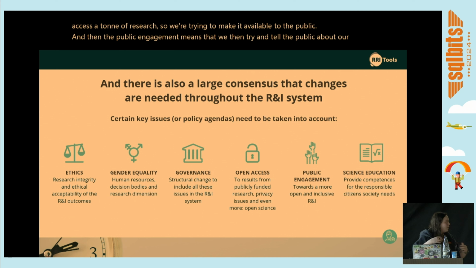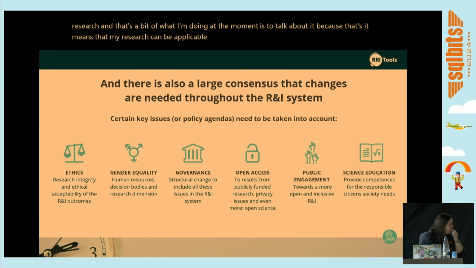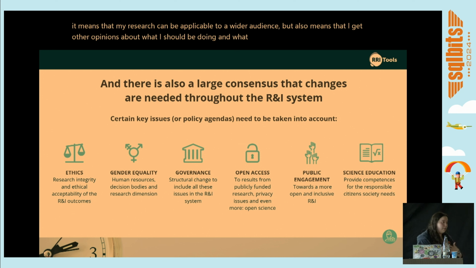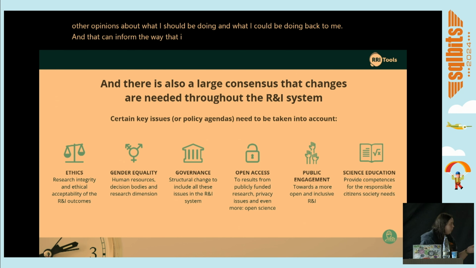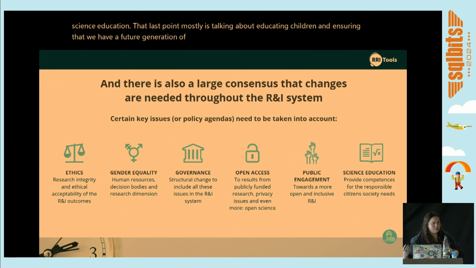And that's a bit of what I'm doing at the moment, is to talk about it, because it means that my research can be applicable to a wider audience, but also means that I get other opinions about what I should be doing and what I could be doing back to me. And that can inform the way that I approach things in the future. And then it's also about science education. That last point mostly is talking about educating children and ensuring that we have a future generation of researchers to follow me.